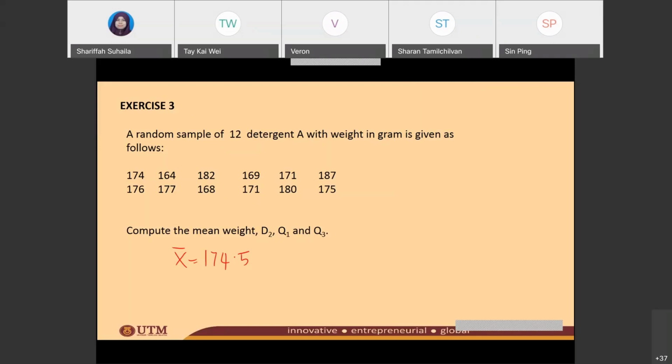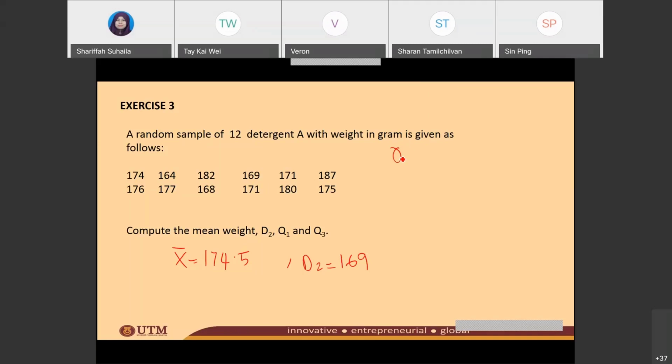Okay, but you need to arrange the data set in terms of order. Okay, D2, Hanin got 169. Everyone get the same value? Okay, good, 169. So D2 is 169. Now compute Q1 and also Q3.